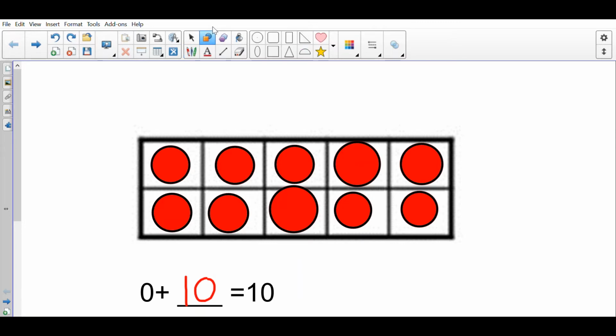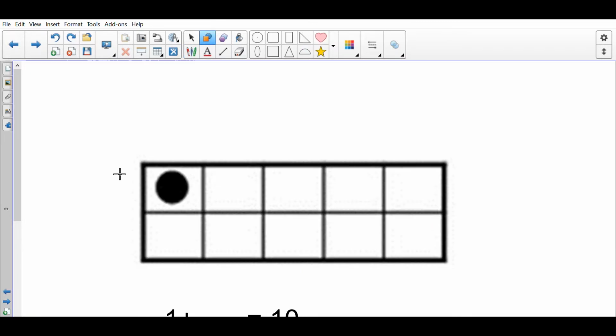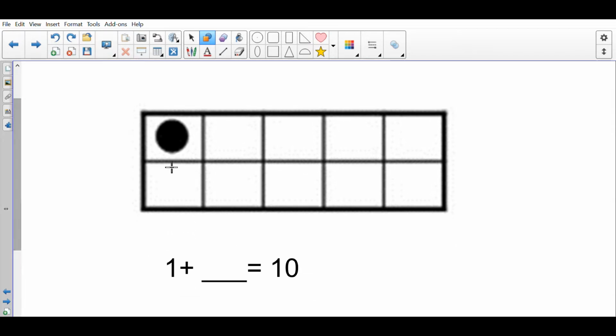Let's try the next one. Our next 10 frame only has how many in it? 1. It only has 1. So 1 plus blank equals 10. Do you know how many more dots we need to fill in our 10 frame?